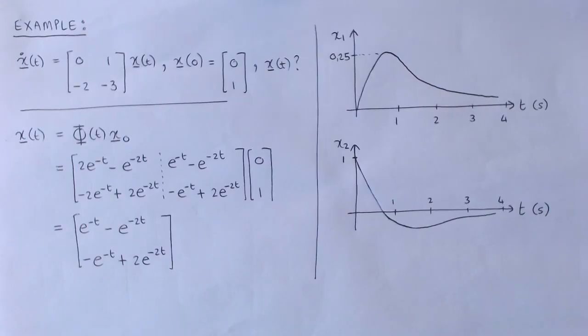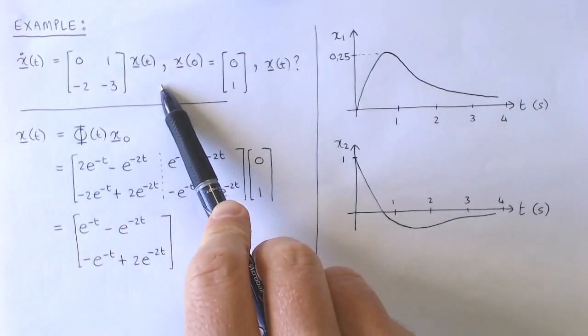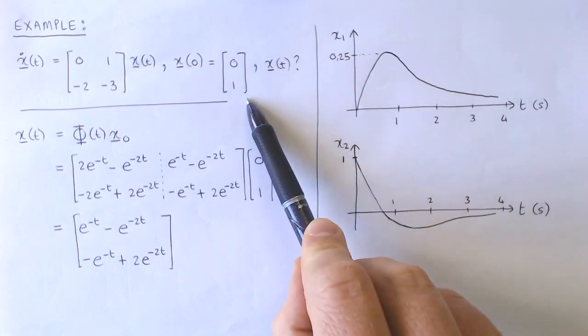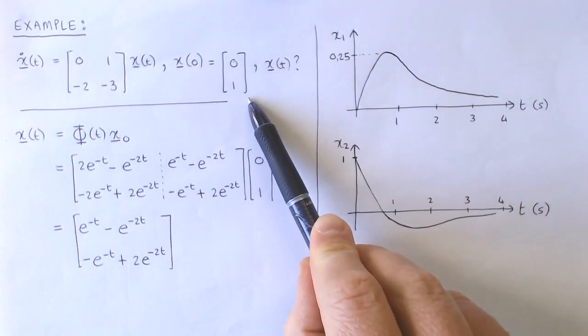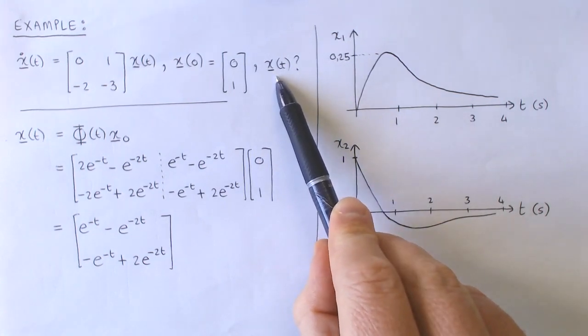With the calculated state transition matrix in hand, let's return to our original problem, solving the homogeneous state equation, and work through an example. Suppose we have a homogeneous system described as follows, and the states at the initial time 0 are given by this vector. The question we ask is how the states will behave after the initial time.